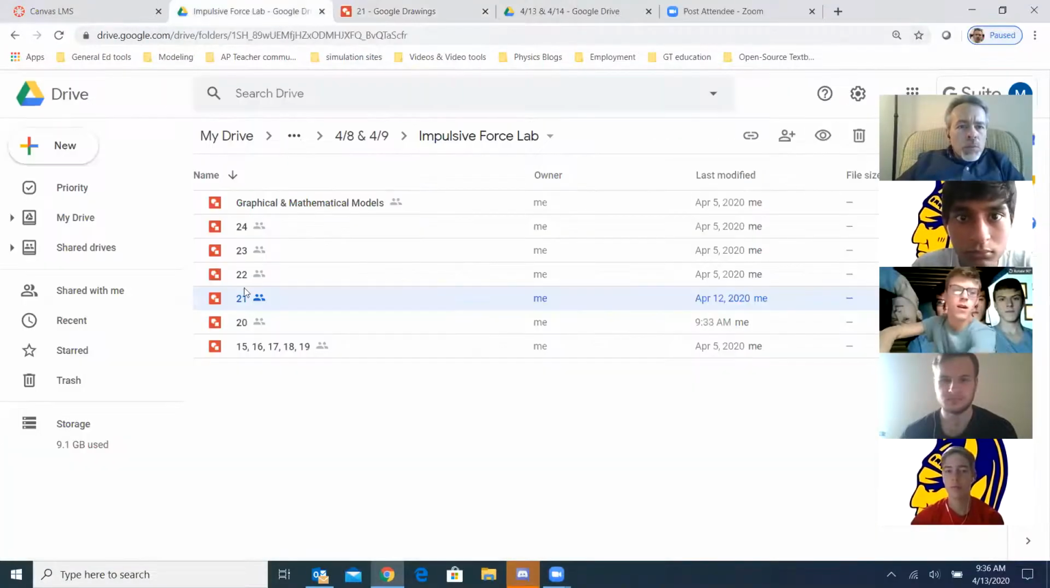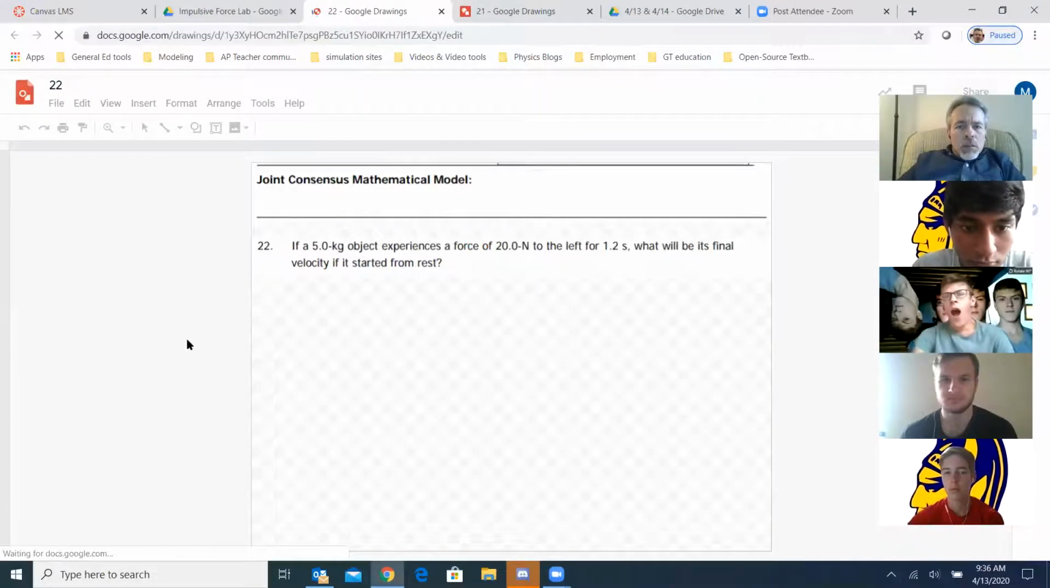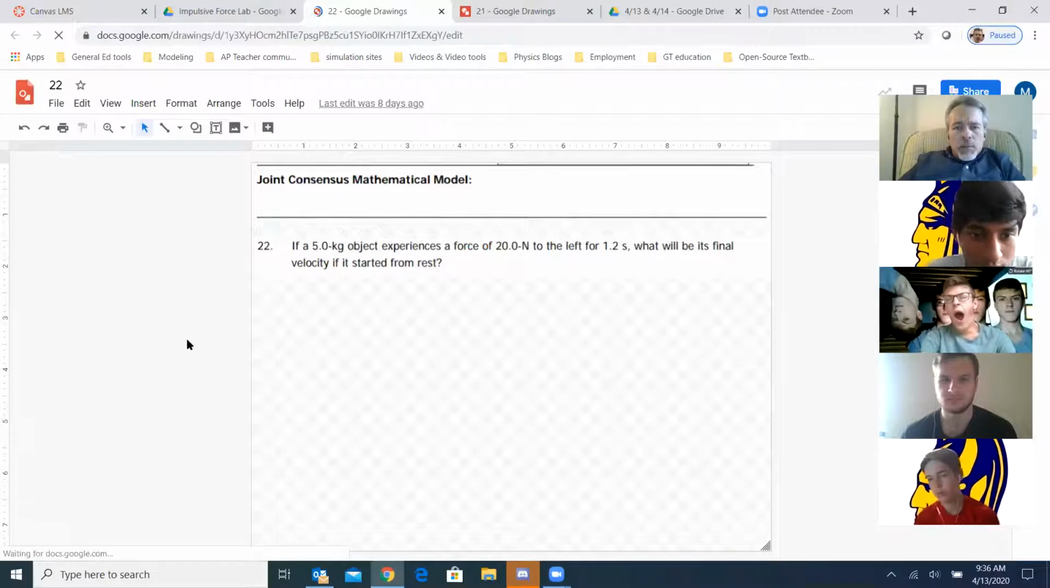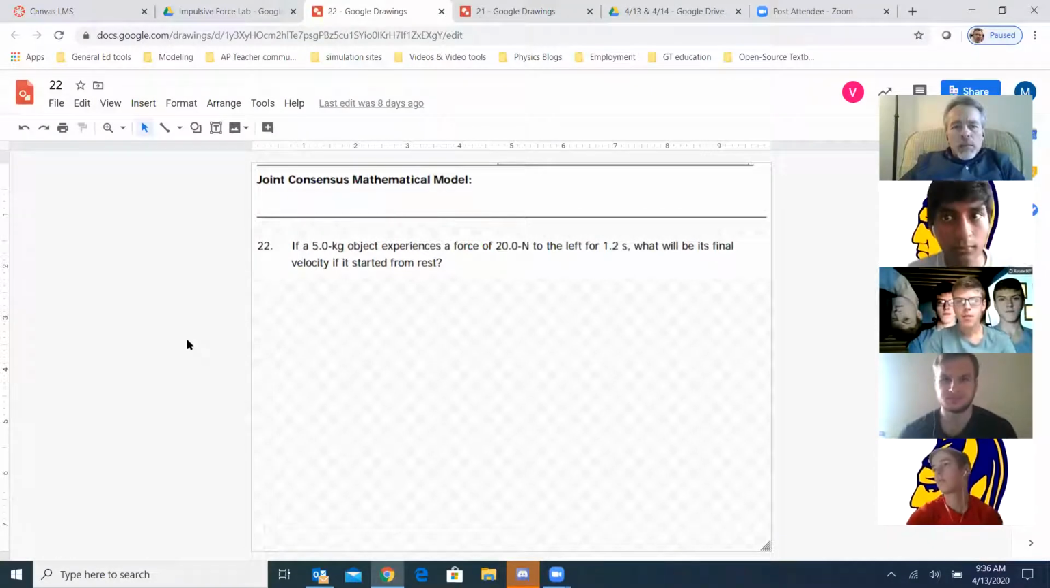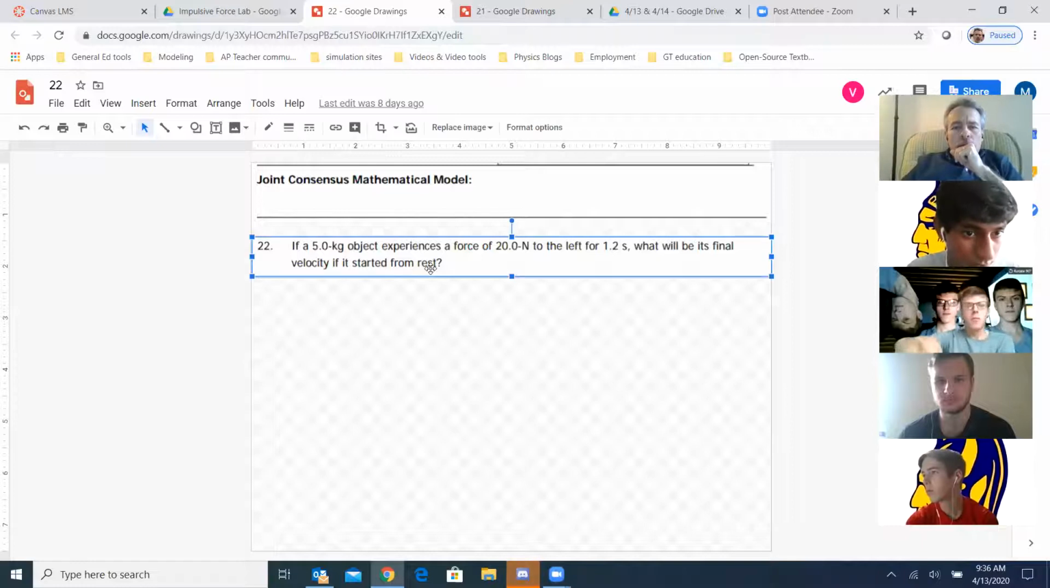Okay, so the next one we're going to do is number 22. And I think this is a separate problem here. So we have a different mass and force and all kinds of stuff. And we're just trying to figure out what the final velocity is, assuming it came from rest. So I'll let you go ahead and solve this one, give you a couple minutes.